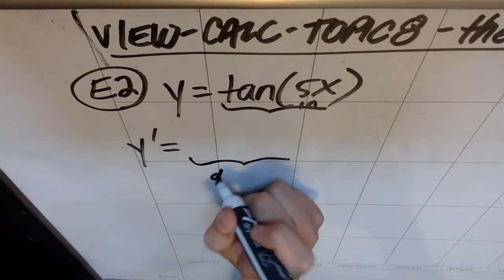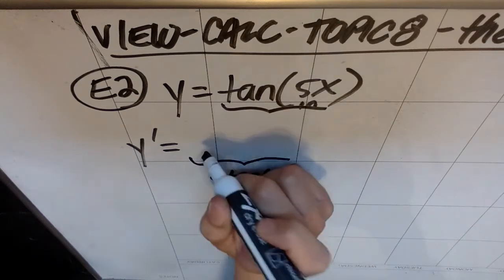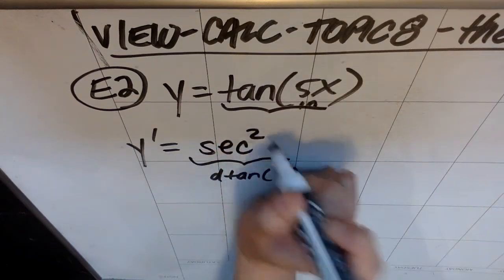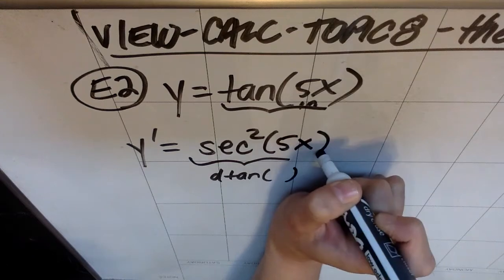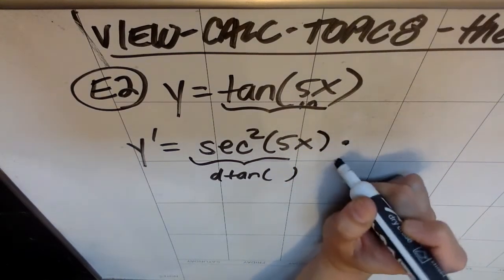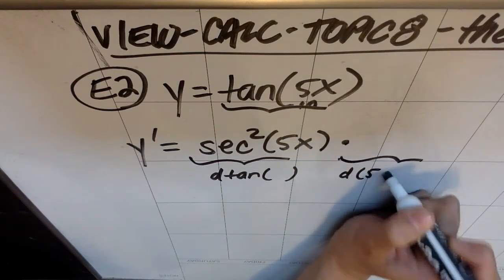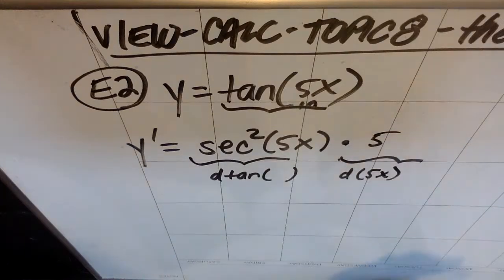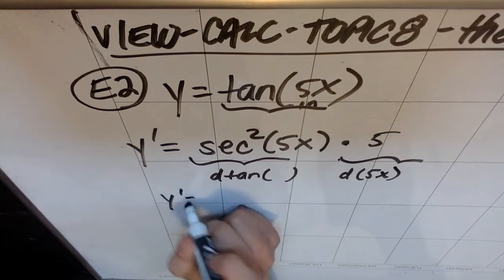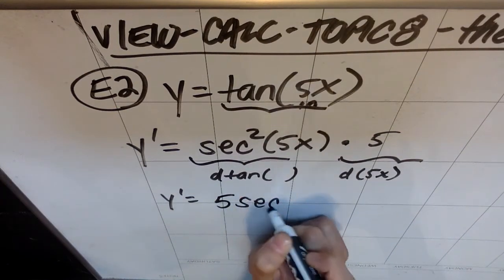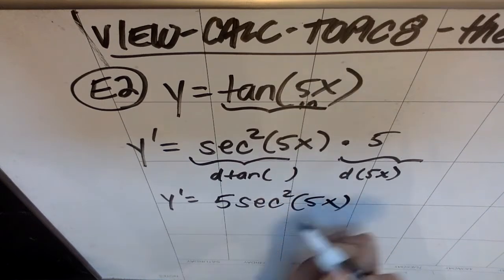So I'm going to do the derivative of the outside function, which is tangent. The derivative of tangent is secant squared of whatever's inside the tangent, right? Times the derivative of the stuff on the inside of the tangent, which would be the derivative of 5x, which is a 5. So my y prime is going to be 5 secant squared of that 5x.